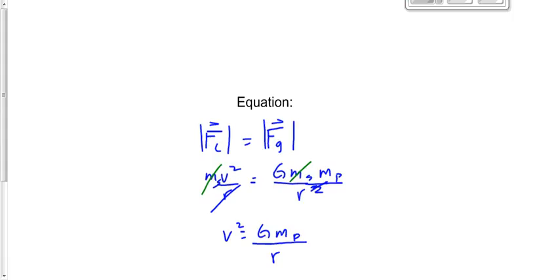In addition to this equation, you will sometimes use that other equation that we learned early on in this unit, 2 pi r over t. So maybe you're not looking for the speed of the satellite, maybe you're looking for the period of the satellite, in which case you'd have to plug in this expression into here.